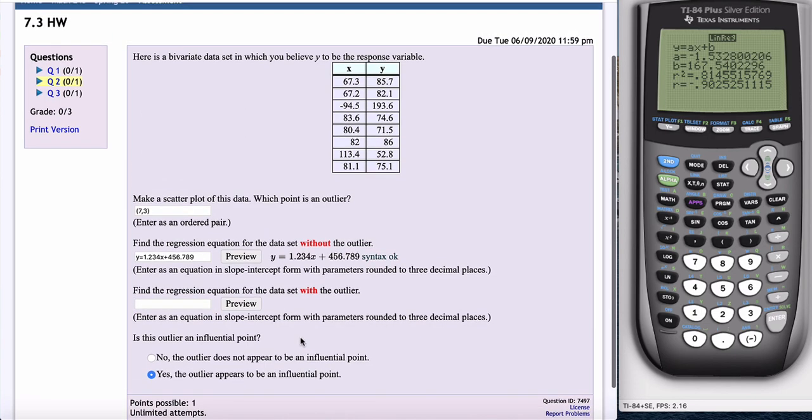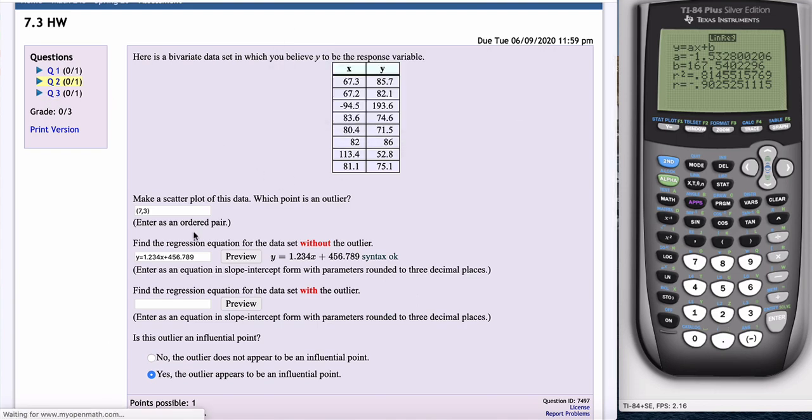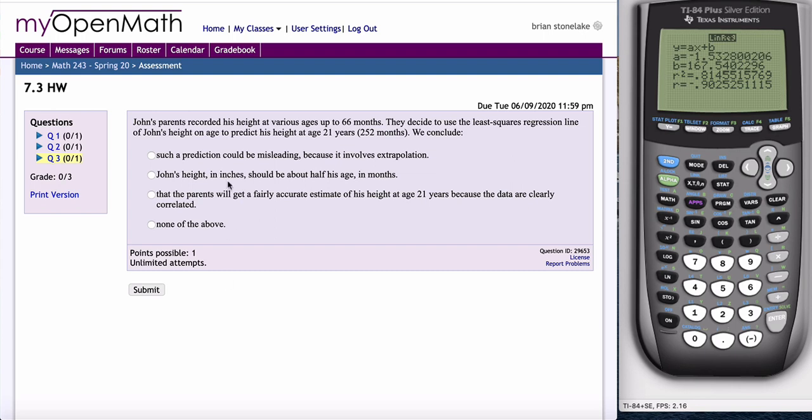Sort of the idea. Question 3, let's see, we've talked a lot about influential observations, but we haven't talked about extrapolation. Here's an example where they talk about parents. I think I gave this exact example in the homework, whatever. Recording a kid's height until he's 66 months old. And then they're going to make an LSR line of his height. All right, so picture age down here and his height up here. And then they're going to use that LSR line to predict his height when he's 252 months old.